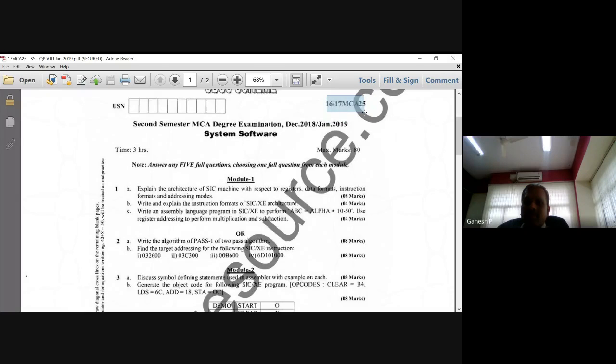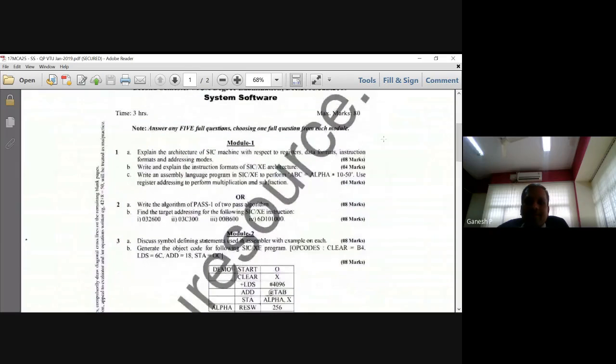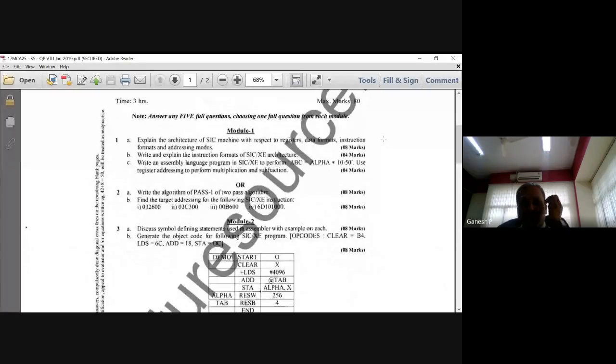So for your super seniors, the code was different. So don't worry about the code, but the syllabus was the same. So you can expect the same questions. So probably you can go through this. If you have any doubts, you can let me know.